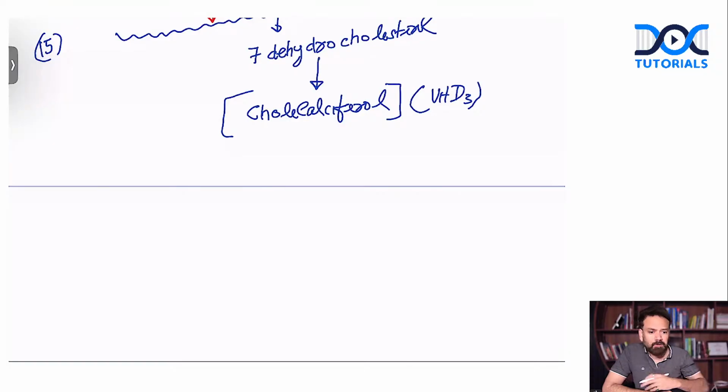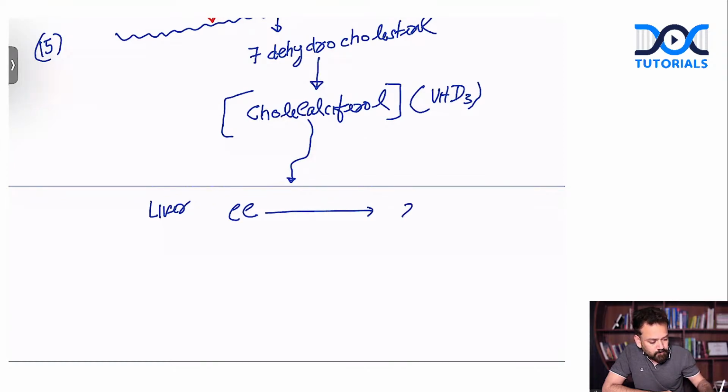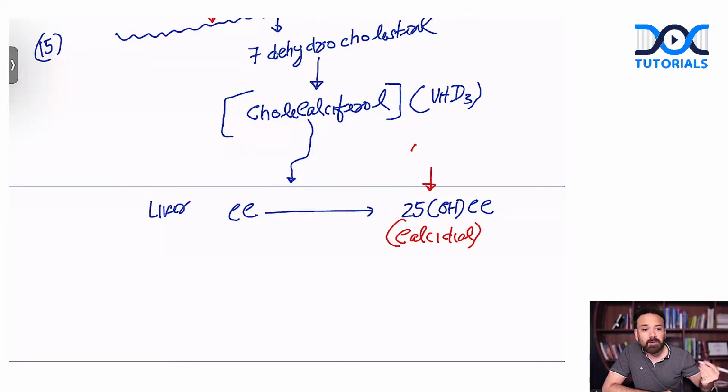There are plenty of other benefits also. So this will go to the liver. In the liver, this cholecalciferol is converted into 25 hydroxy cholecalciferol, which is also called calcidiol. Calcidiol is the major circulating form in the blood.